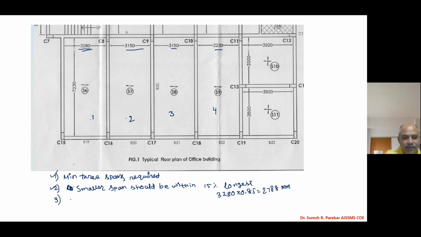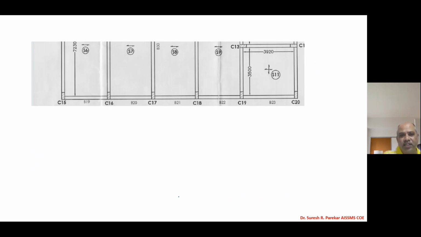And the third condition is that redistribution is not allowed, and we are not considering redistribution. And if these three conditions are satisfied, then we can go for the IS code coefficient method, which is given on page numbers 35 and 36. So we will see it. Now we have these spans, and this is a continuous slab. So this is C15 over here, C16, C17, 18, and C19. And now we will go to the coefficients.